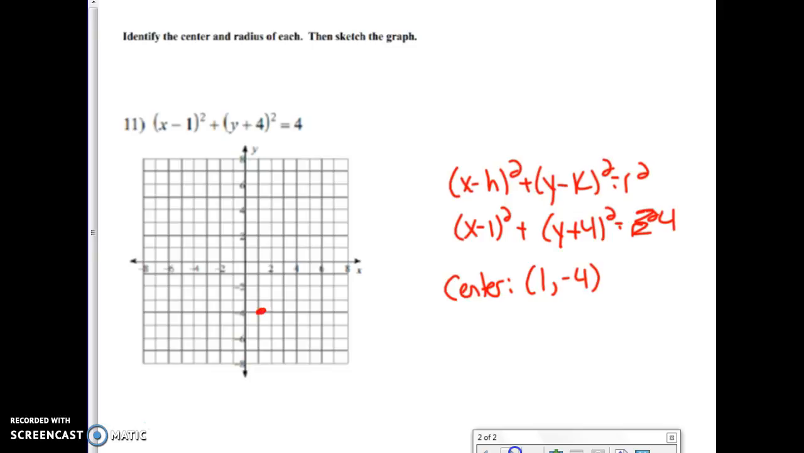And then my radius, well, r² = 4, so r = 2. So I'm going to go down 2, over 2, up 2, to the left 2. And you get your graph to look like this. I'm going to ask you guys to try 10 and 12, and we will talk about those in a second.